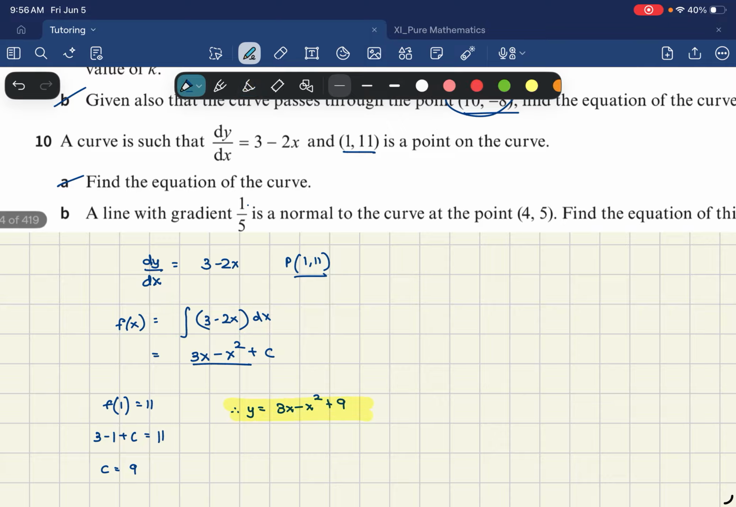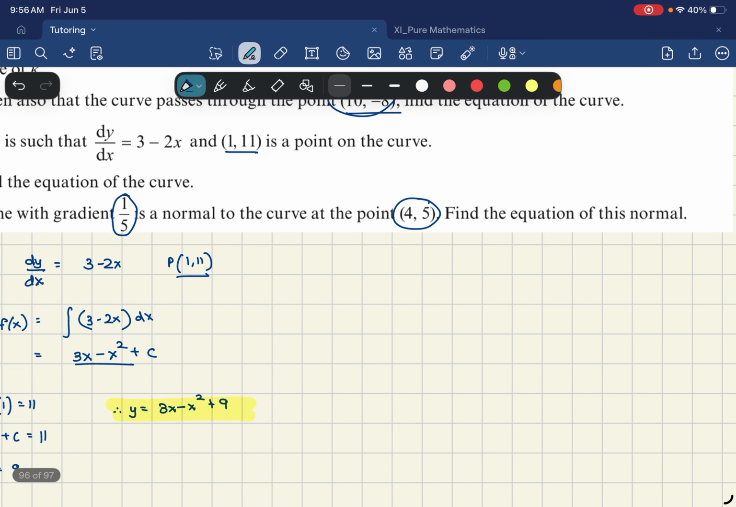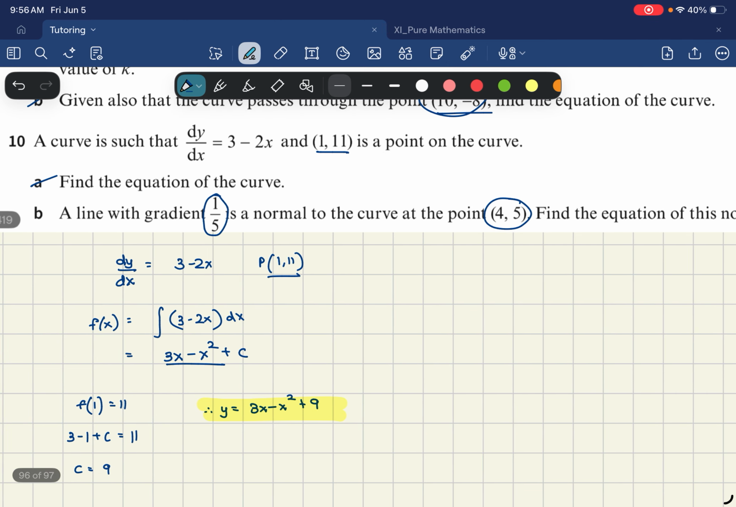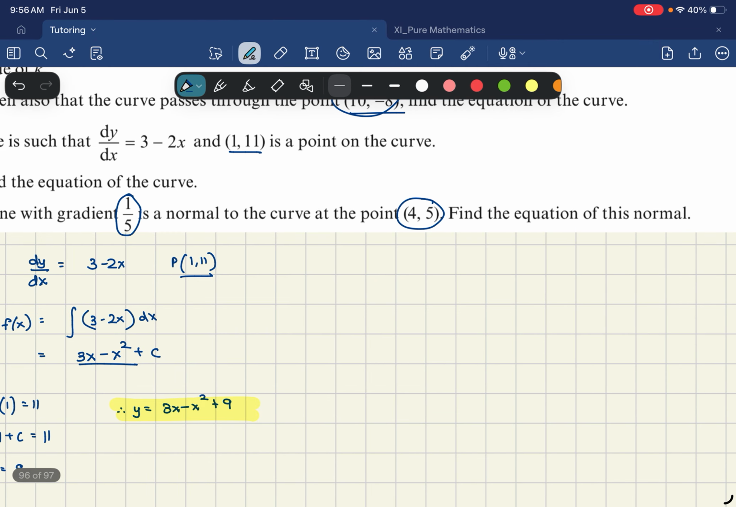A line with this gradient is a normal to the curve at this point. Find the equation of this normal. All right, so this is very straightforward, right? You're given the gradient, you're given the 2 points, so you just need to find the equation. So just use y minus y1 is m of normal times x minus x1. Then y minus y1 is just y minus 5. The slope of the normal is 1 over 5. x minus x1 is x minus 4.